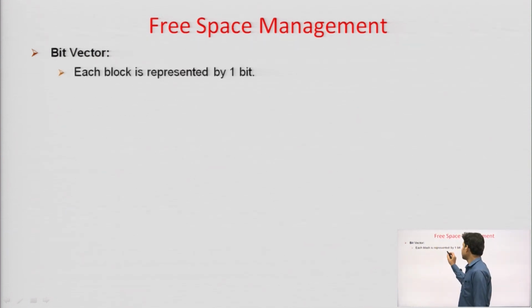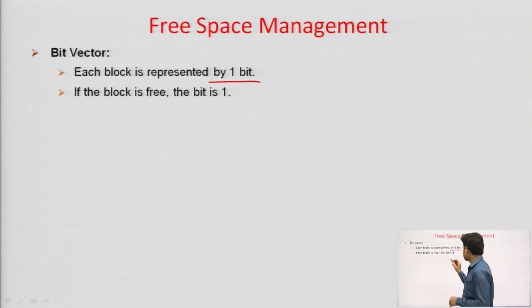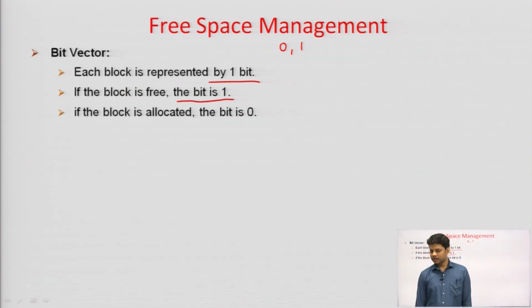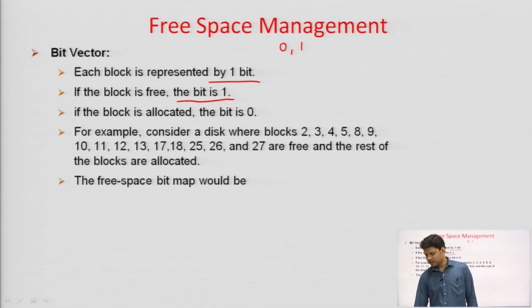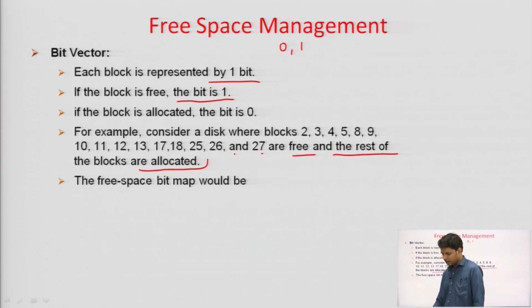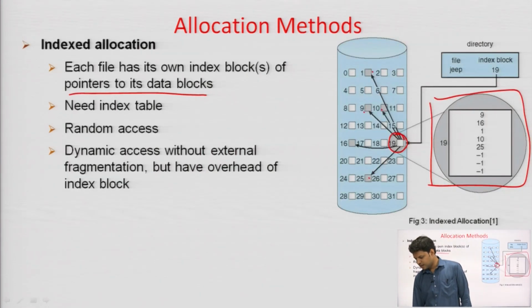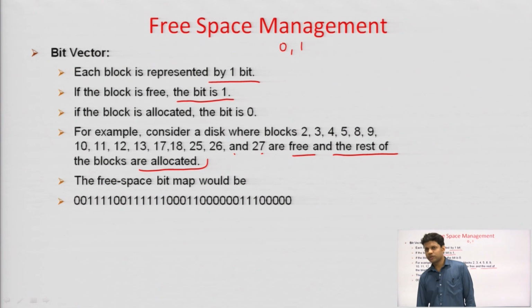What is this bit vector? Each block is represented by 1 bit, meaning either 0 or 1. If the block is free, the bit is 1, and if the block is allocated, the bit will be 0. There is one example that I have taken. You can see blocks 2, 3, 4, 5, 8, 9, 10, 11, 12, 13, 17, 18, 25, 26 and 27 are free, and the rest of the blocks are allocated, in the diagram we have seen in the previous slides. So how do we represent this using the bit vector?